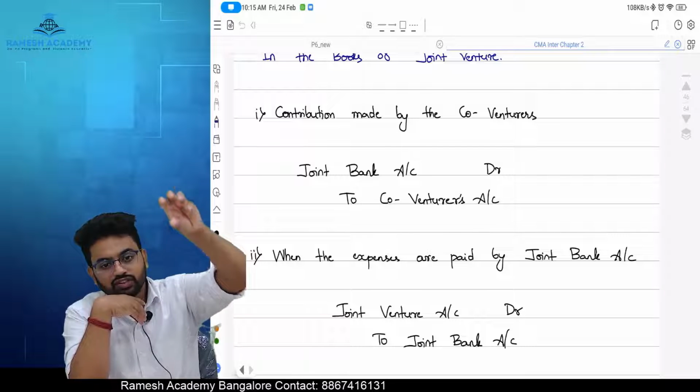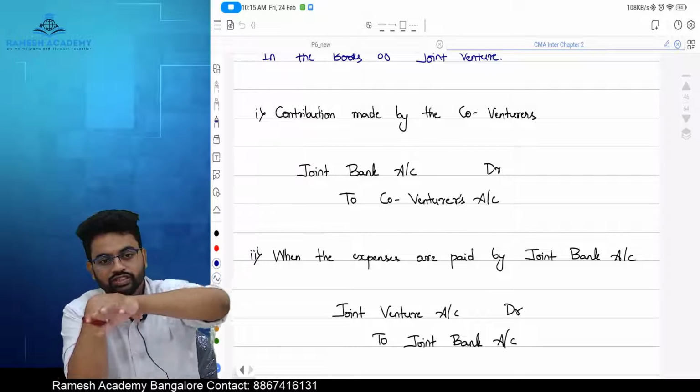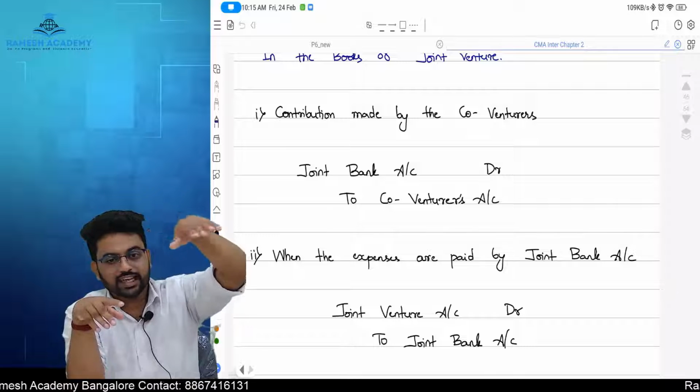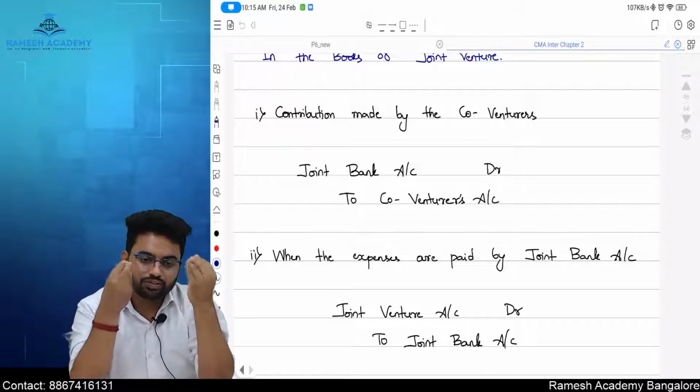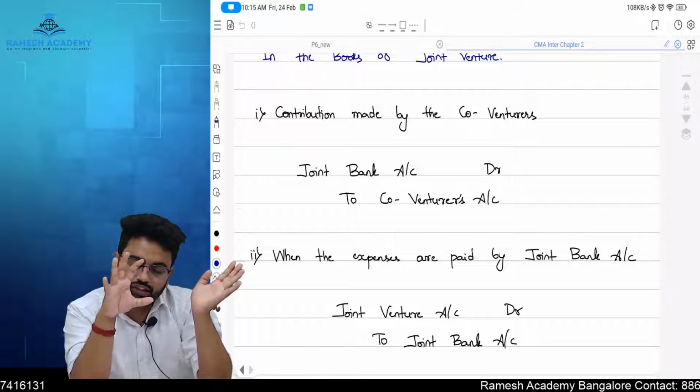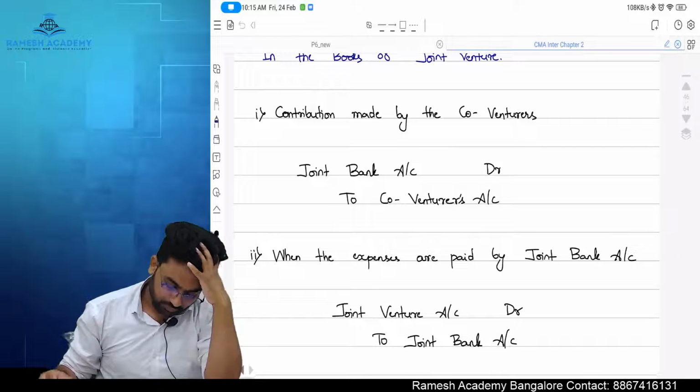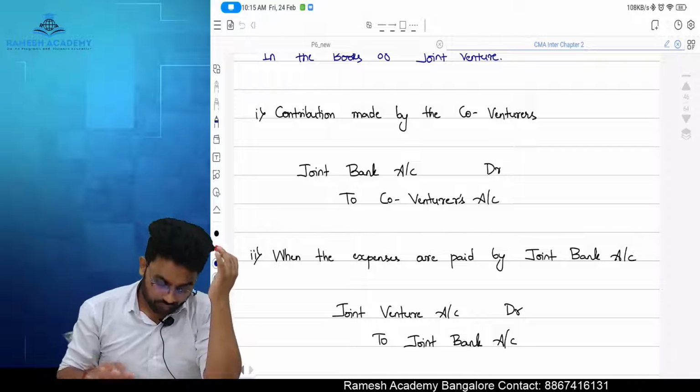Later it should be transferred to the joint venture. So joint venture account debit to expense, which is basically expense getting cancelled, debit and credit. Final entry will be joint venture account to joint bank account. That's why we'll pass only one entry, joint venture account debit to joint bank account. Okay, sir, done.